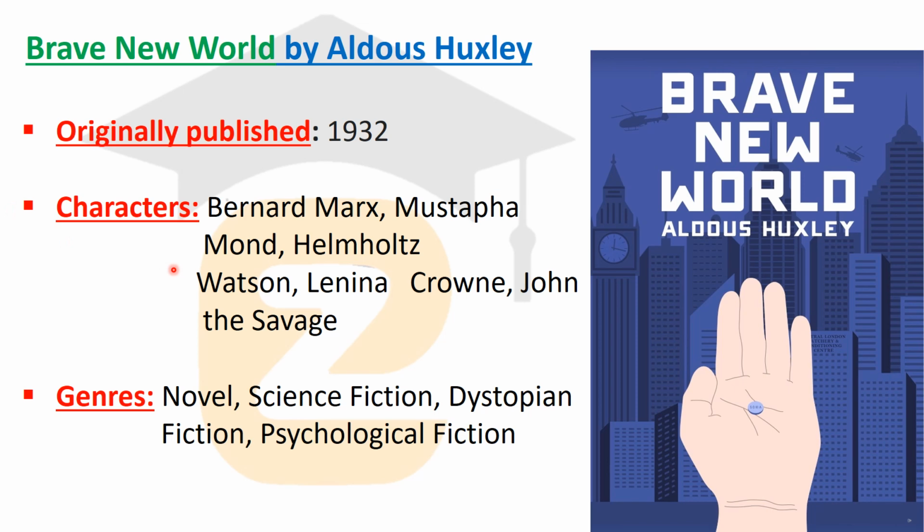Characters involved in this novel are Bernard Marx, Mustafa Mond, Helmholtz Watson, Lenina Crowne, John the Savage. These are the characters involved in this novel. The genre of this novel is science fiction, dystopian fiction, because this is a dystopian novel. This is called so because it talks about the idealistic world state or futuristic world state, related to the utopian state talked about in this novel, and also psychological fiction is involved in this novel. These are the subcategories of the novel written by Aldous Huxley.